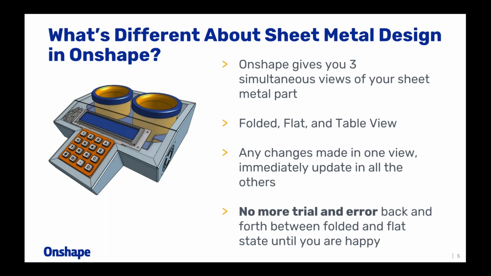So as I mentioned before, the key that I would stress is you have a folded view of your sheet metal part, a flat view of your sheet metal part, and also a table with all of the details of your sheet metal part. And they all update instantly to any changes in any one of them, right? So the key thing, again, no more trial and error, clicking on edges, looking in the flat pattern and going back and forth just to see if the flat pattern is something that you're happy with. So that's the key thing I would stress.